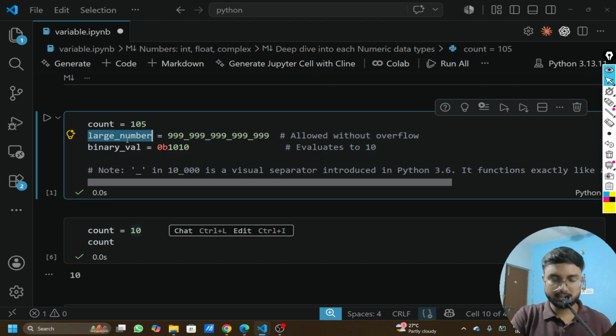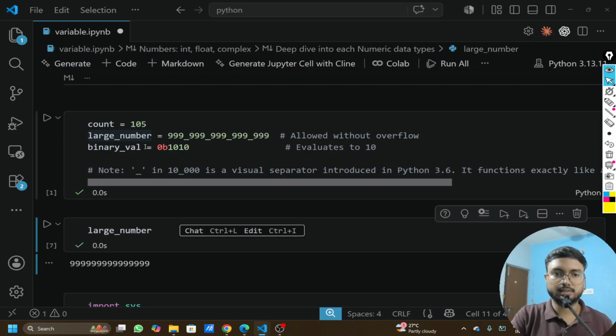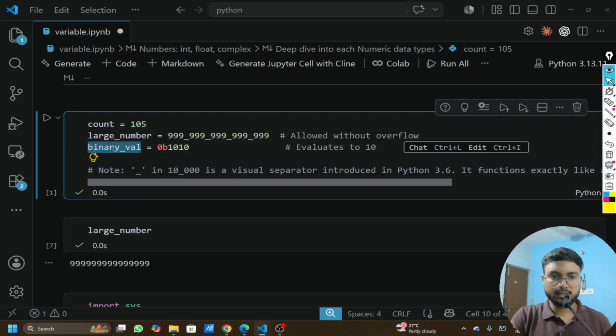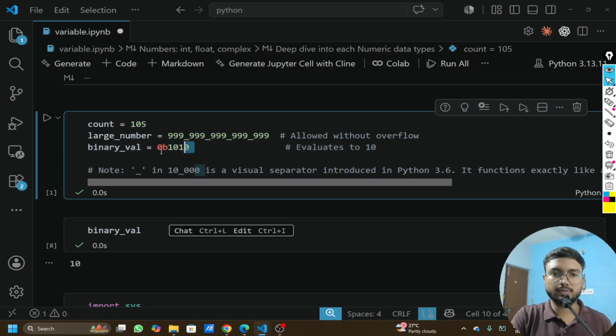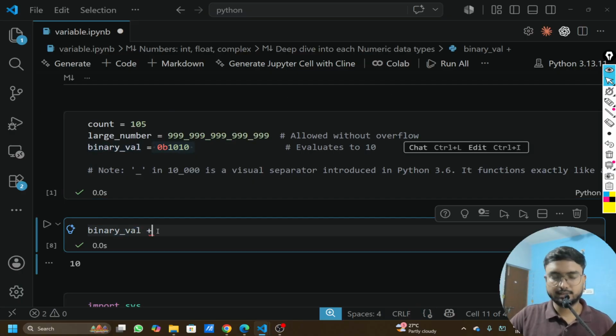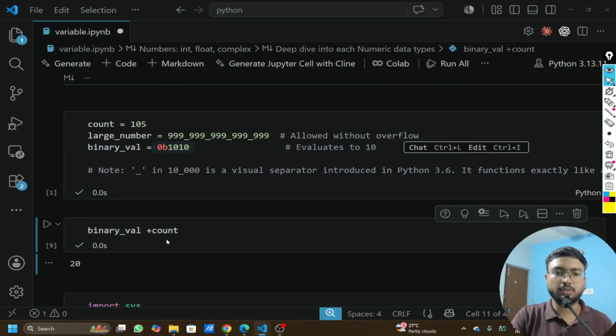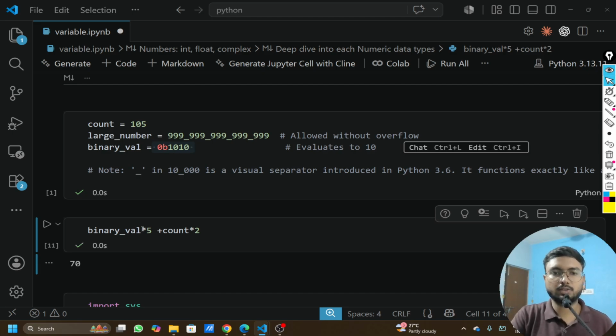Similarly, let's try to print this large number here. So it's also working, right? Working as normal. And then let's try to print the binary number also. So binary is also working. You can see the value that we got is 10, which we calculated, right? Now, if I try to add a binary and count, will it work? Let's try to see. Yeah, it's working, right? Count was 10 and binary is 10. If I multiply count by 2 and then add, it's also working. And if I multiply this by 5, this is also working.